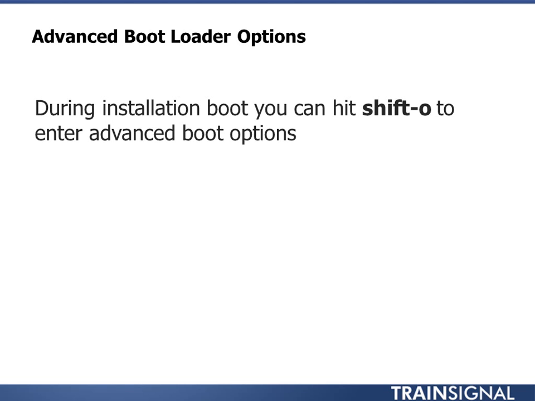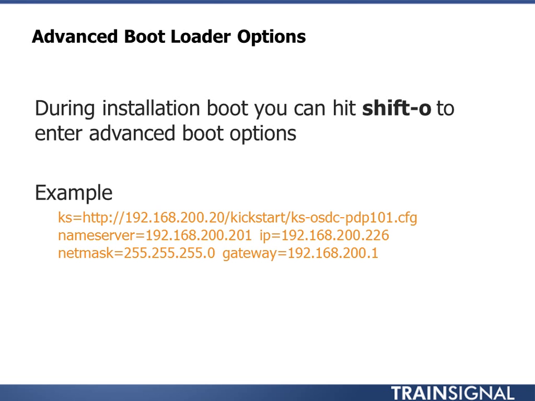But anyway, during installation, you can hit Shift-O to enter advanced boot options. So you may have seen this when the yellow screen comes up, vSphere boots. Down at the bottom, it's got some hotkeys. One of them is Shift-O. Here's an example. Basically, if you want to run a kickstart script. So this is not an end-all be-all, but this is just an example. Kickstart KS equals, and it gives a URL for the kickstart script and a config file, name server, IP address, netmask, and gateway. So you can manually pass that through.